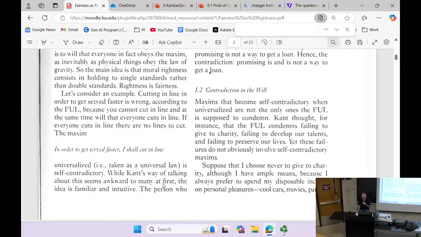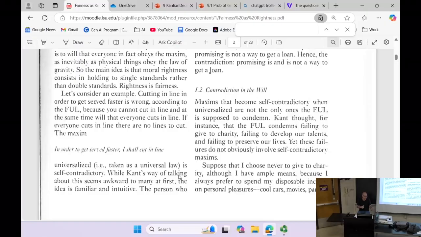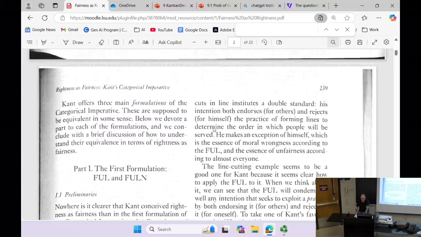While Kant's way of talking about this seems awkward to many at first, the idea is familiar and intuitive. It's a double standard, right? The person who cuts in line relies on everybody else following the practice while they violate the practice. So they're endorsing it for everybody else and making an exception of themselves. There's the contradiction in a double standard, right? So the person who cuts in line institutes a double standard. His intention both endorses for others and rejects for himself the practice of forming lines to determine the order in which people will be served.